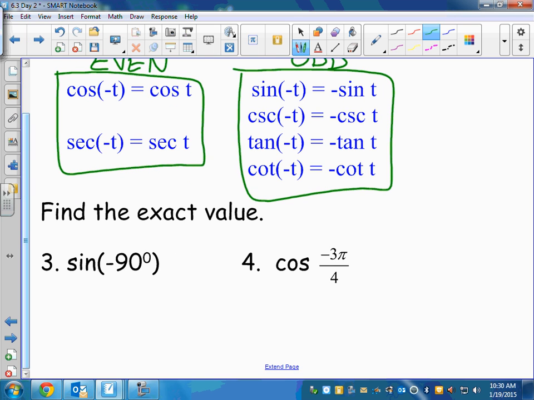So when it says sine of -90 degrees, yes, you could just think about where is -90 degrees. Or if you're thinking about odd functions, that's the same as saying negative sine of 90 degrees, because sine of a negative angle equals the negative sine of that angle. And what is the ordered pair at 90 degrees? Up here.